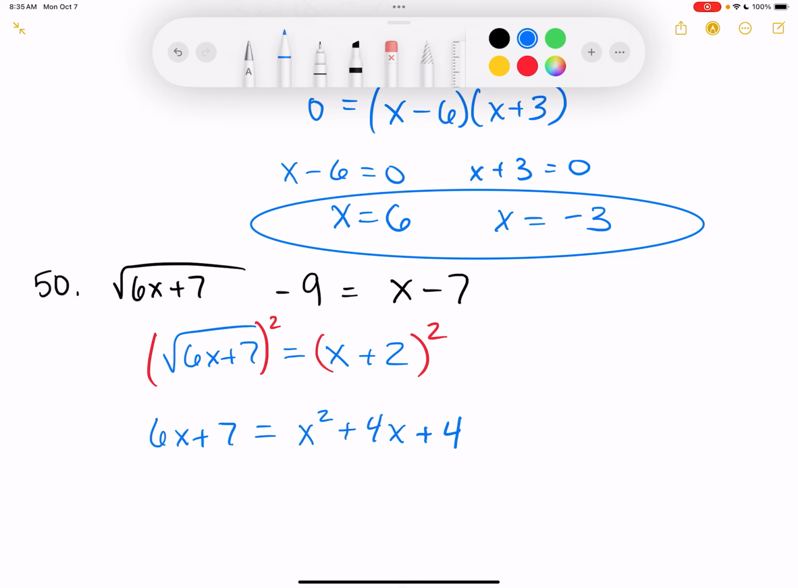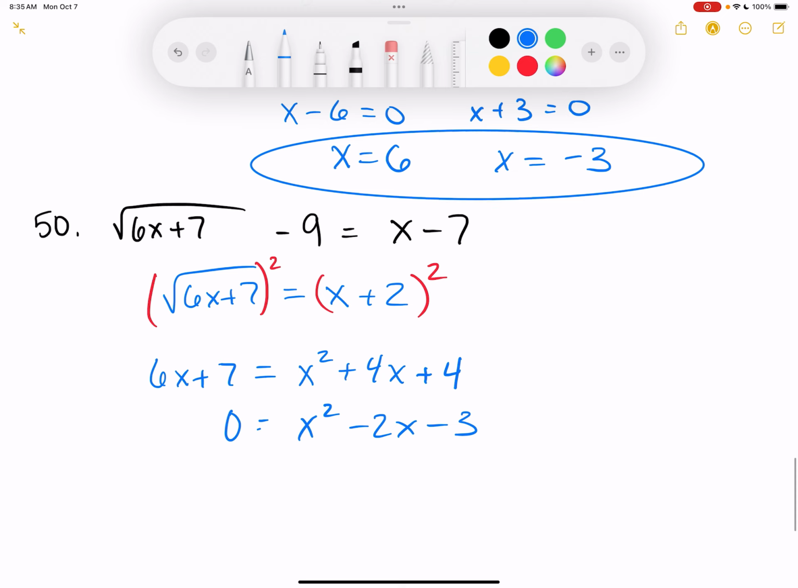and then move everything over. So 0 equals x squared minus 2x minus 3. And now I need to factor this. What would the factors of this one be?